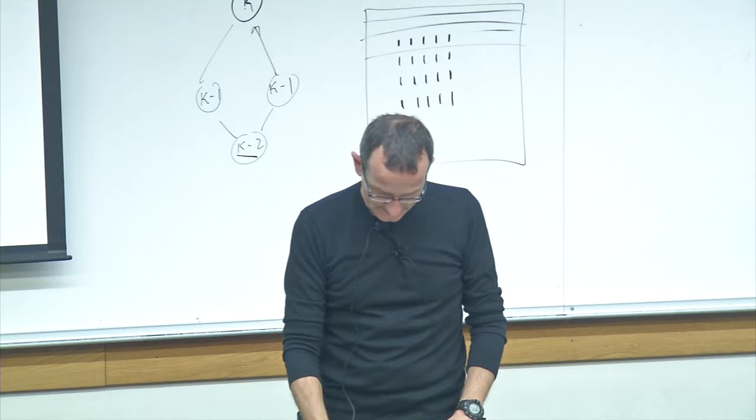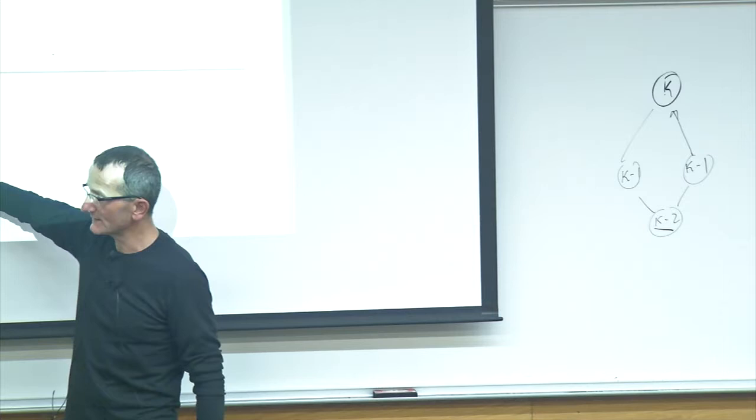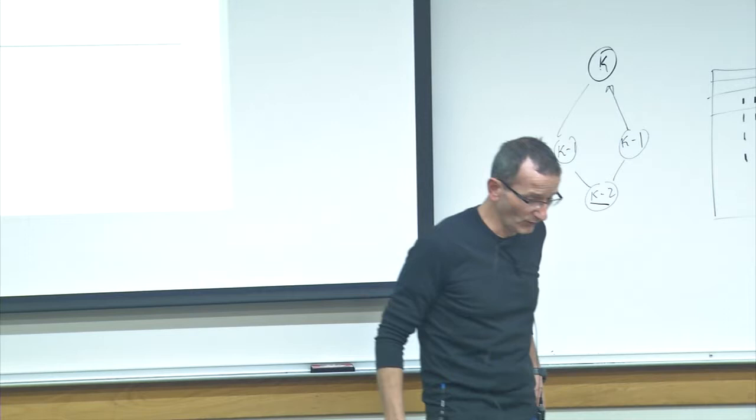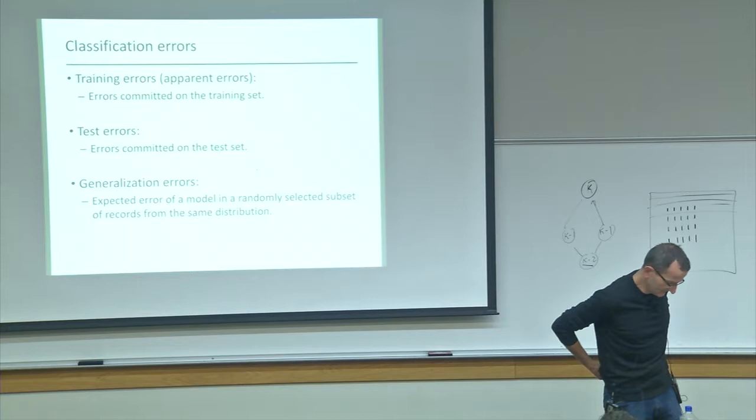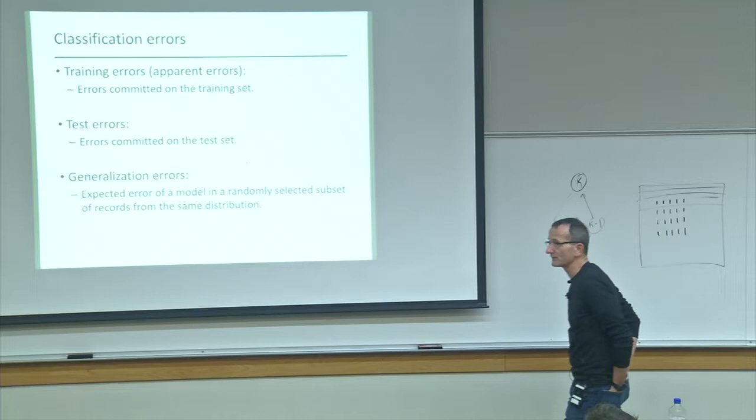But the reason I want to talk about decision trees is that I want you to understand an important concept about supervised learning, which has to do with overfitting. There are usually three types of errors that we need to worry about in supervised learning.